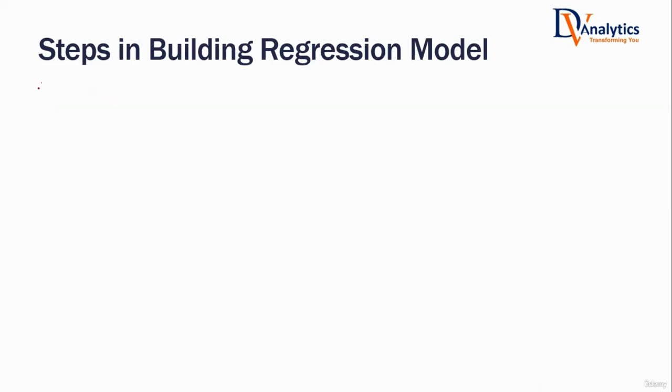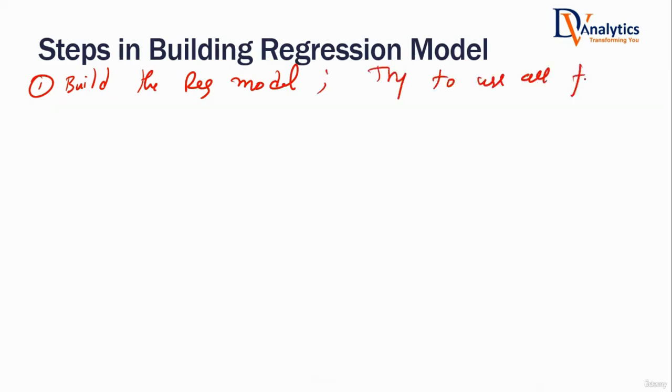So these are the steps in model building. First step is to build the regression model. While building the first model, try to use all the features. Don't pick and choose any of the features in the beginning itself. Anyway, we will choose the features later on. Immediately after building the model, what would you do? Check for R square and adjusted R square. What should be the R square value for a good model? Greater than 80%. For a good model, R square should be above 80. Imagine your model is having a good R square.